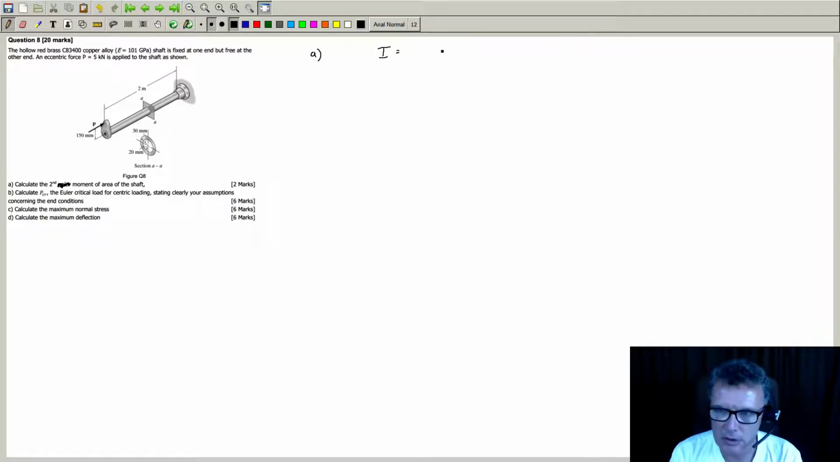So I look up your formula sheet, and it's pi divided by 4 using radiuses. Outer radius, take away the inner radius, to the power 4. And let's look at the diameter. So here we're given radiuses. You can just see that. That's 30 from there to there, 20 from there to there.